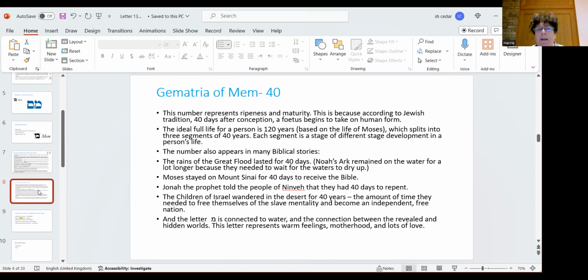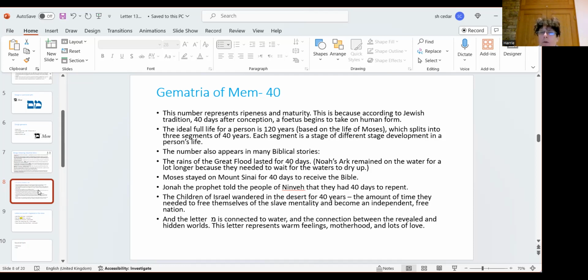Forty also appears in loads and loads of biblical stories. The rains, and mayim is water, so the rains of the Great Flood lasted for 40 days. Moses goes up Mount Sinai for 40 days. Jonah the prophet, who's told to go to Nineveh and get them to repent, says they have 40 days to repent. The children of Israel wander in the desert. They've just come out of Mitzrayim, this narrow place, into this big liminal space, this desert. And they're there for 40 years.